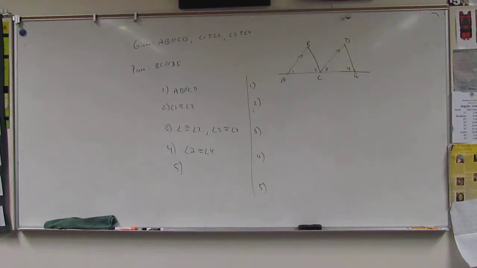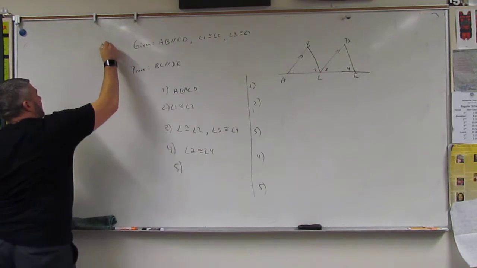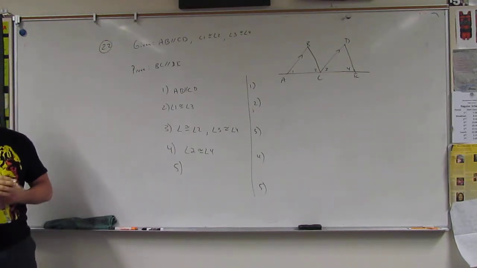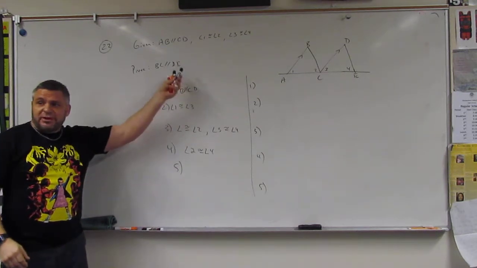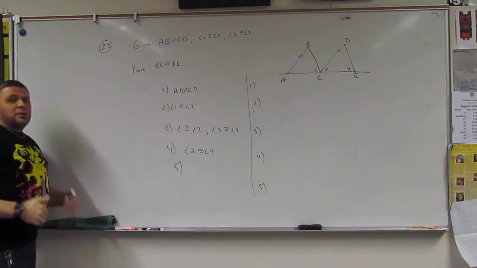Here we go. This is problem number 22. It is a proof. You will have a proof on the test. So I probably won't give you these. You'll have to come up with these. Okay? But they're kind of bringing you through nice and easy.